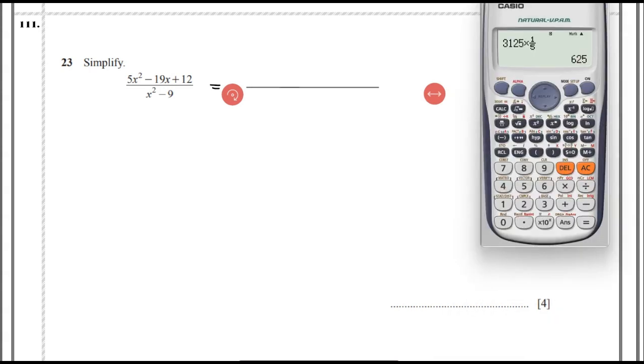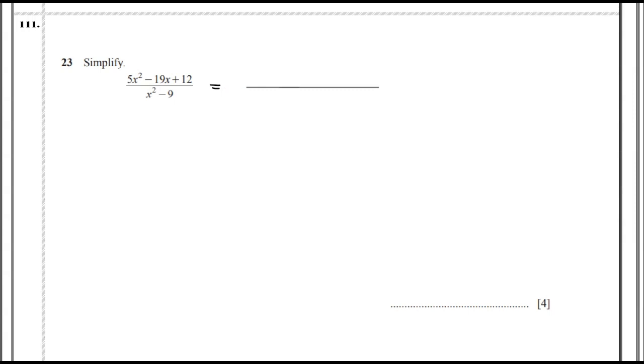We can use the calculator to find the factorization of a trinomial. Mode 5, 3, 5, negative 19, positive 12, equal. We have two answers, 3 and 4 over 5. 3 means x minus 3. 4 over 5 means 5x minus 4.